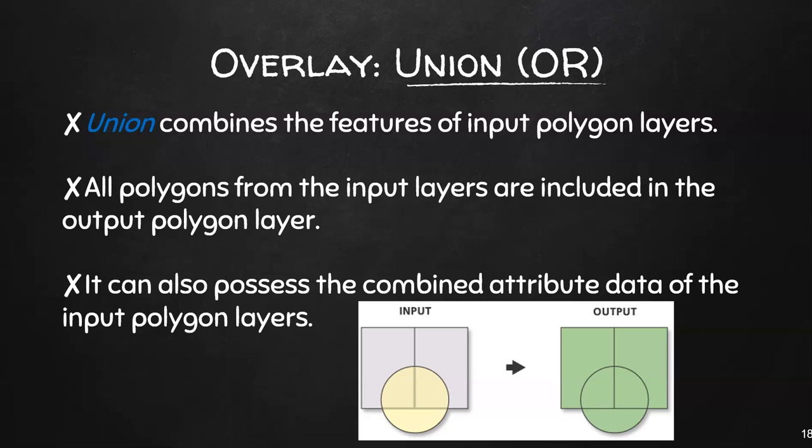So the next operation of an overlay is a union, and it's an OR. So a union combines the features of input polygon layer. All polygons from the input layer are included in the output polygon layer. It can also possess the combined attribute data for the input polygons and the output polygons. So here we have one layer in gray, for example, and another in yellow layer. So an OR wants both of those. And so here is the output layer, has all the data.